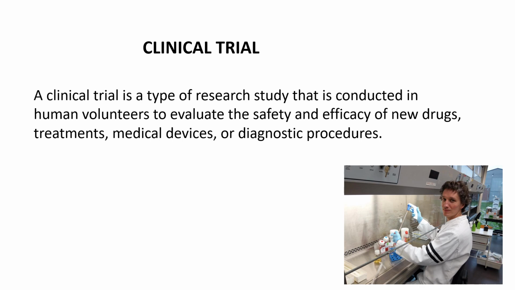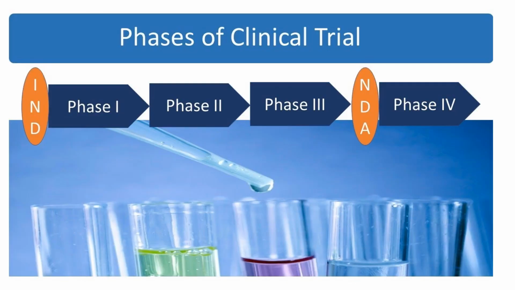A clinical trial is a type of research study that is conducted in human volunteers to evaluate the safety and efficacy of new drugs, treatments, medical devices, or diagnostic procedures. There are four phases in a clinical trial. After approval of the investigational new drug, the drug enters phase 1, phase 2, phase 3, and then after the completion of phase 3, a new drug application will be made, and once it is approved, the drug is marketed, and after the drug is marketed, it enters phase 4 or the post-marketing surveillance phase.